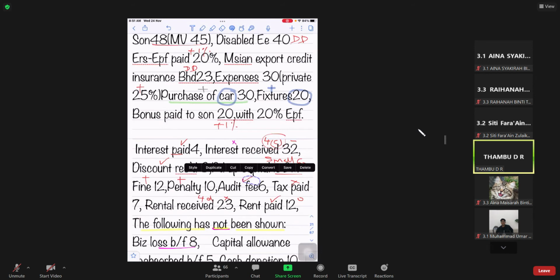Law allows, allow. Rent receive is 4D. 4D, I don't want. You add, I will minus. Rental income, you add, I minus, because this is 4D, not 4A. Rent paid is business expense. Payment we allow. Nothing to do.